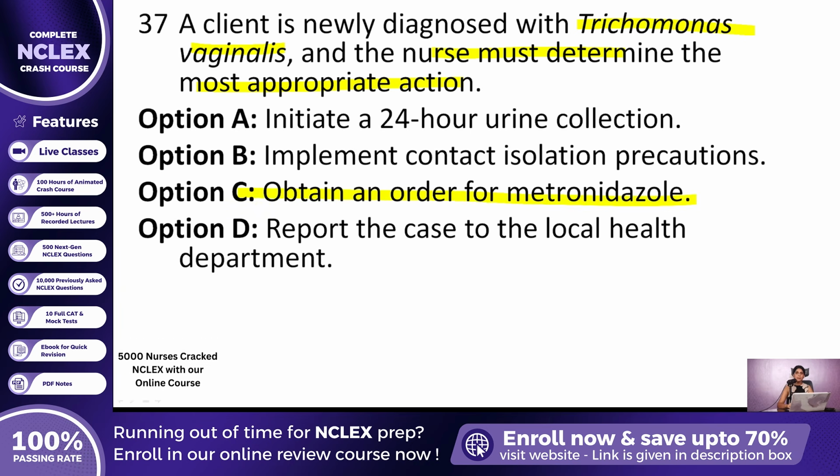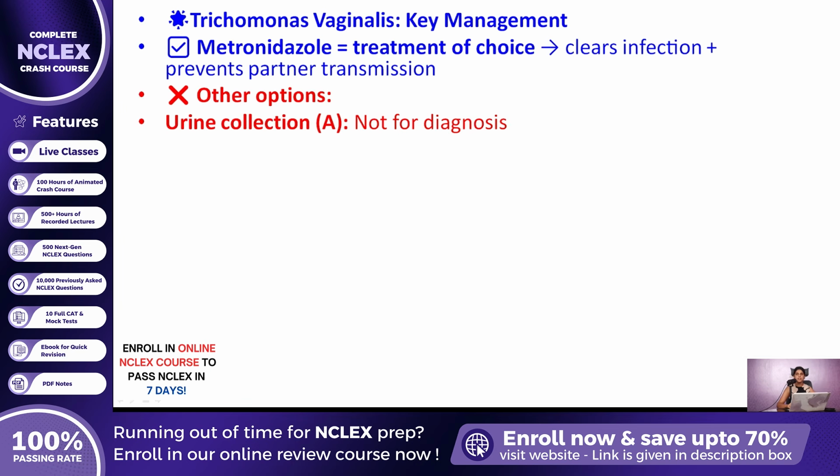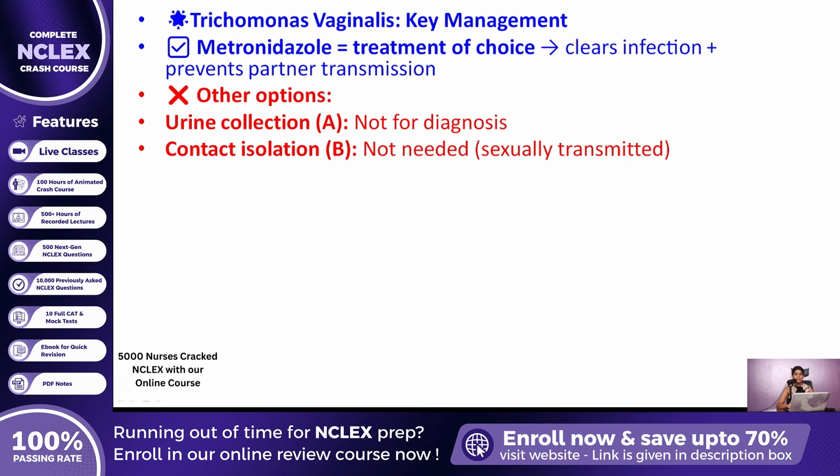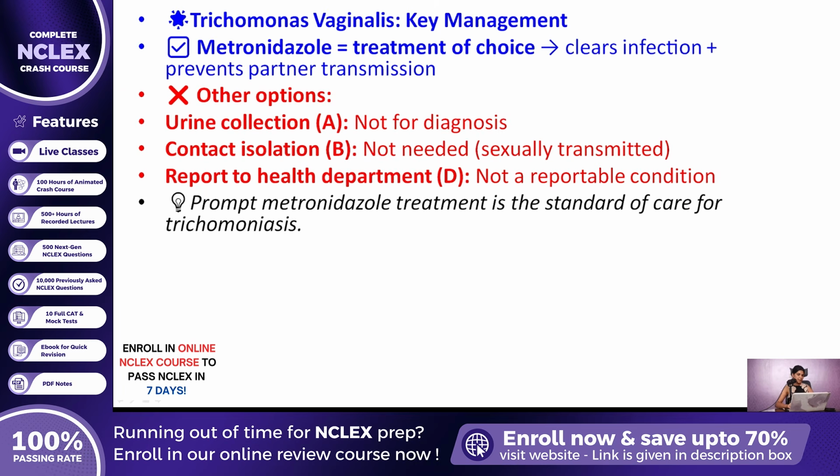The rationale is that metronidazole is the treatment of choice for Trichomonas vaginalis, as it effectively clears the protozoan infection and helps prevent transmission to partners. A urine collection, as in Option A, is not used for diagnosis, and contact isolation, as in Option B, is unnecessary since the infection is sexually transmitted. Reporting to the health department, as in Option D, is not required because trichomoniasis is not a reportable condition. The key point is that prompt treatment with metronidazole is standard care.